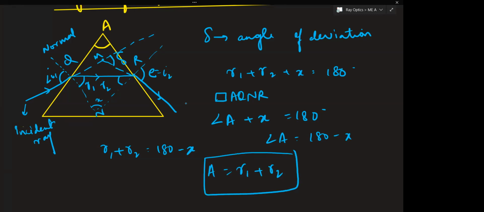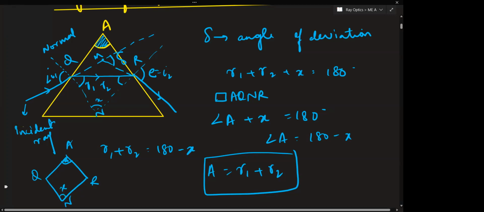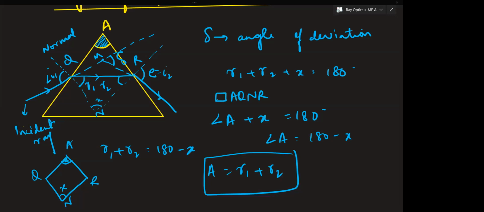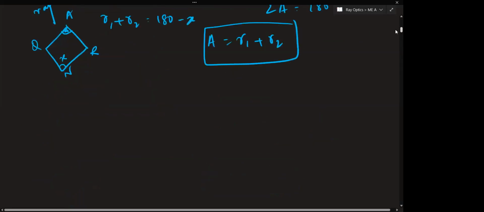First thing, is this clear? Till here, is it clear to all of you? Teacher, how did angle A come in the quadrilateral? This is the quadrilateral, I'll draw it here. This is angle A, the angle of the prism. This is Q, this is N, this is R. This must be something we are not aware of. We are aware of this X and this A. Now is it clear, Fatima? Yes, teacher. Okay, if it's clear till here to all of you, then let's proceed with the derivation.